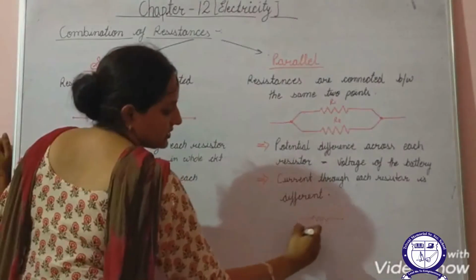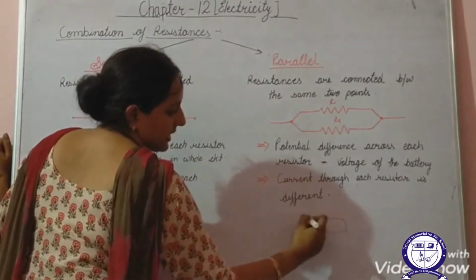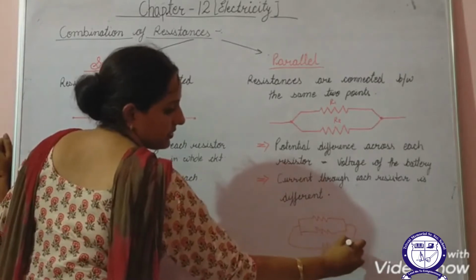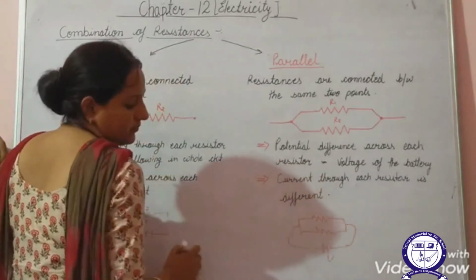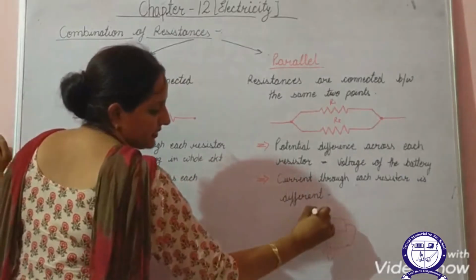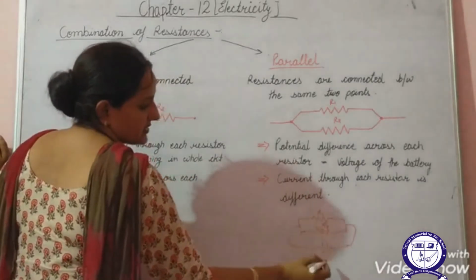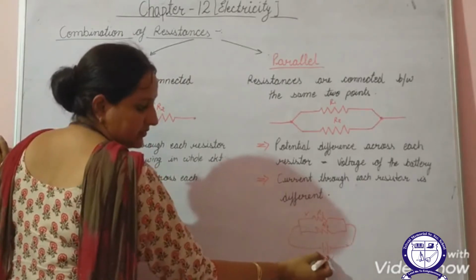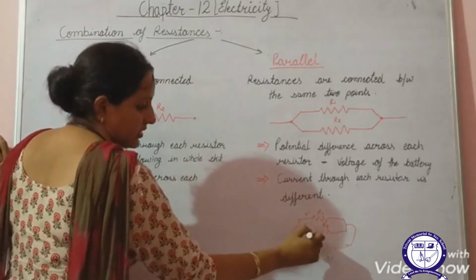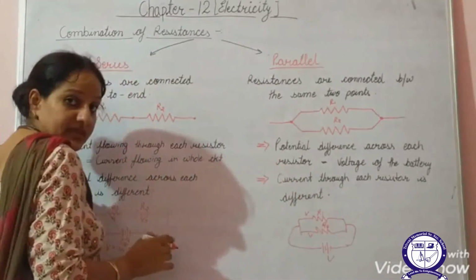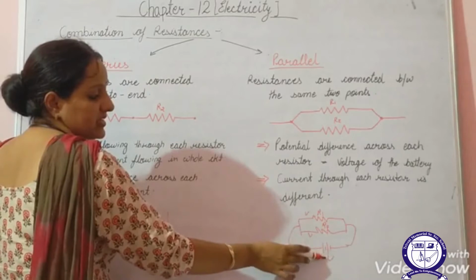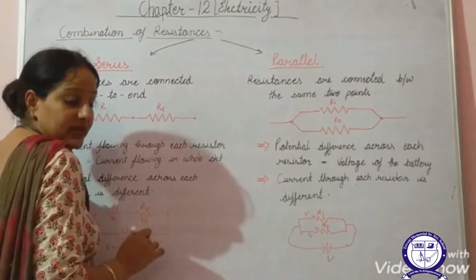Suppose here I have connected two resistors in parallel with the battery. Now if V is the voltage of the battery, then across this resistor also the same potential V will be there, which is supplied by the battery, and across R2 also the potential will be the same. That means the potential across the resistors will be equal to the potential of the battery.